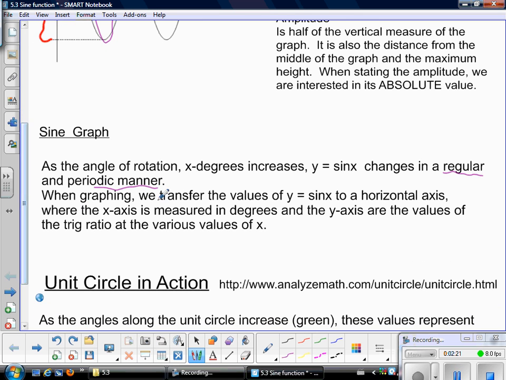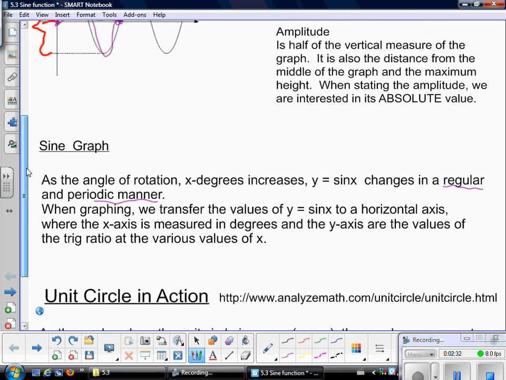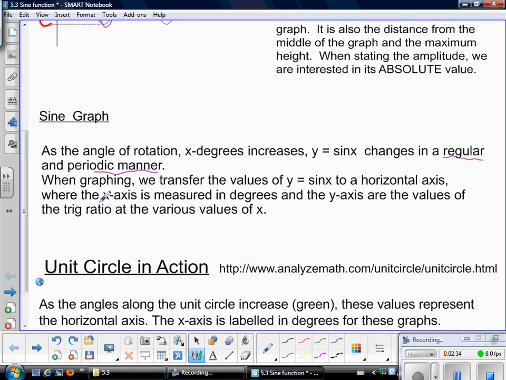So what happens is when we're graphing, we transfer the values of y equals sine x to a horizontal axis. So just like this, a horizontal axis. And with that horizontal axis, the x is measured in degrees and the y are the values of the trig ratio. So those are the numbers that you get when you put sine of 30 into your calculator and you get that answer. So those are our y values.